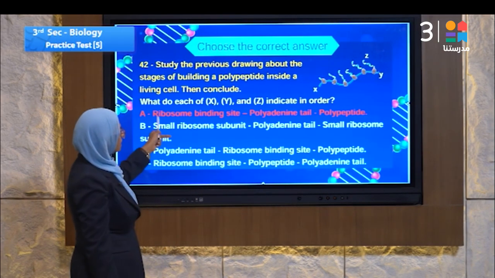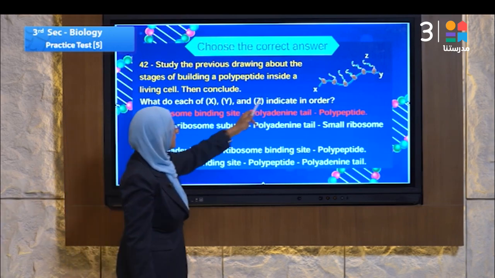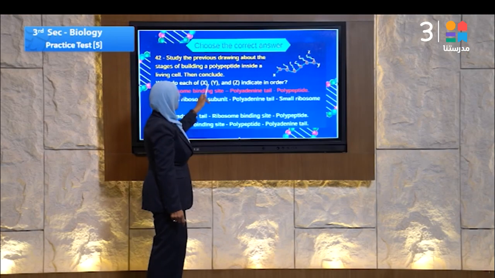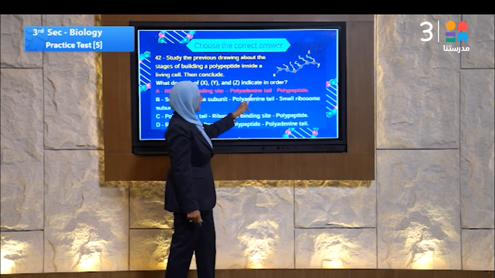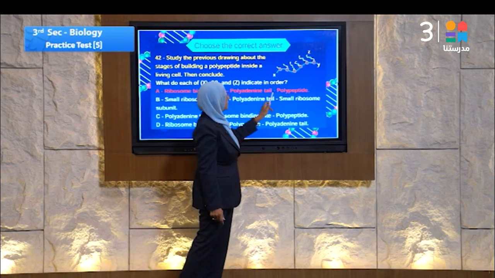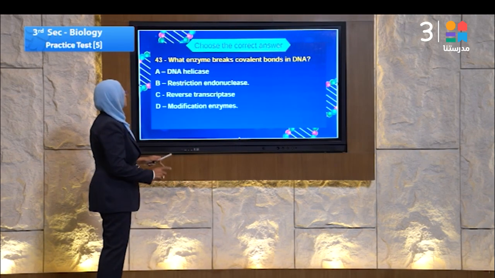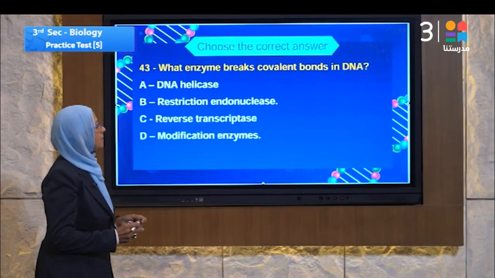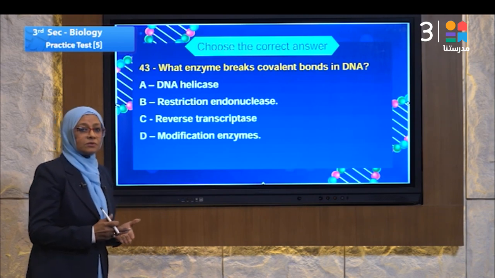Let's answer. X, ribosome binding site, yes. Y is a polyadenine tail. Z, polypeptide. That's the answer. Let's go to question number 43. Question number 43 speaks about the DNA covalent bond.